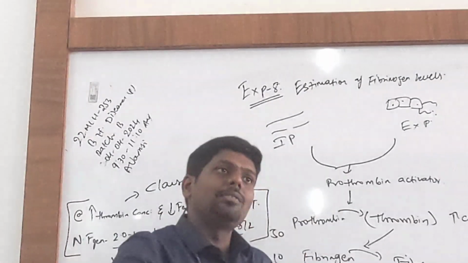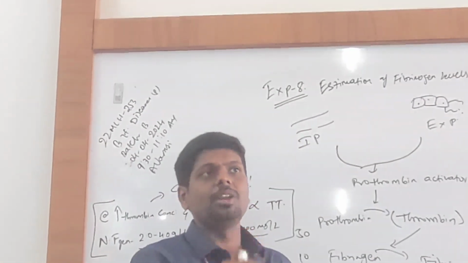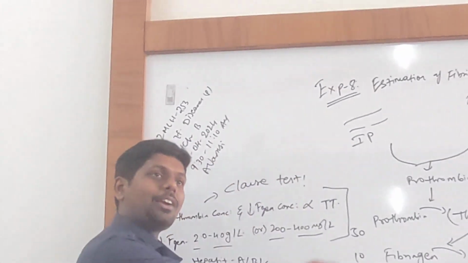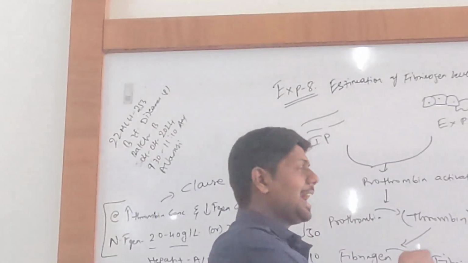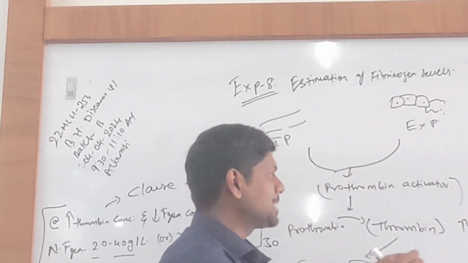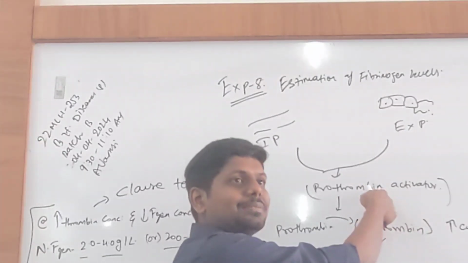No, we will add it. We will purposely add it from the outside. A known concentration will be added, which is not available in the plasma because this is secreted. I already qualified thrombin. In order to measure the thrombin in this patient, I will use prothrombin as an activator. If I want to measure thrombin in the patient sample, I will use prothrombin as an activator.